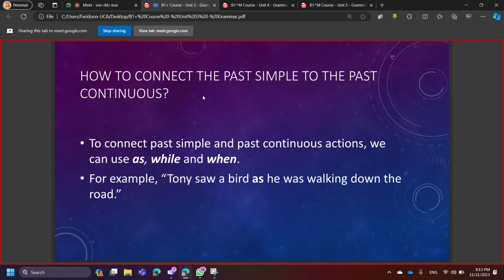So, how do we connect the past simple to the past continuous? There are many ways, of course, but in your book, at this level, we only focus on 3 of them. To connect past simple and past continuous actions, we can use as, we can use while, or we can also use when. For example: Tony saw a bird as he was walking down the road. Tony saw a bird is the past simple, and after as we have our past continuous sentence, as he was walking down the road. And you can make a lot more sentences using while, when, or even as again.